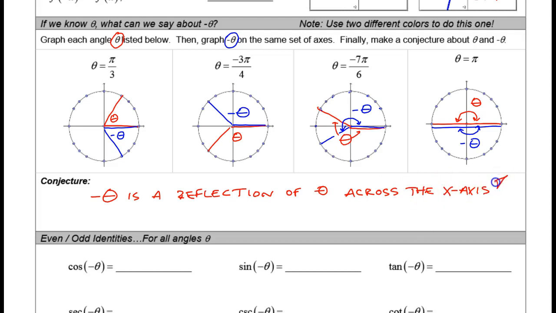And that idea is going to become really important here as we look at the even and odd identities, the even and odd trig identities. So now let's talk a little bit about even and odd trig identities.